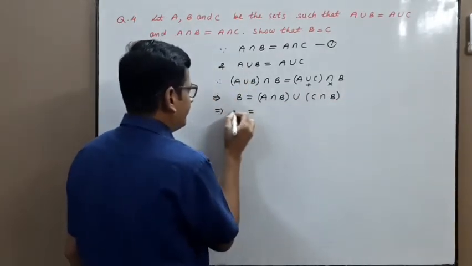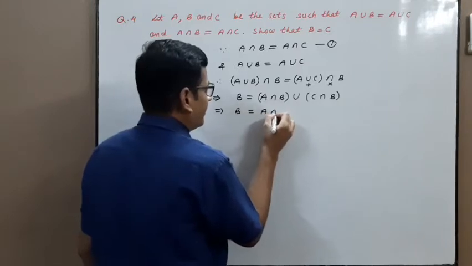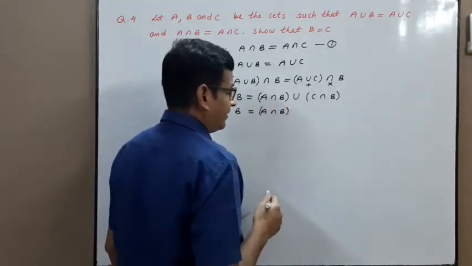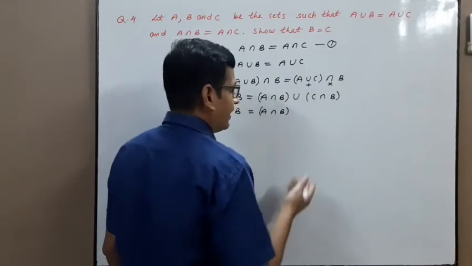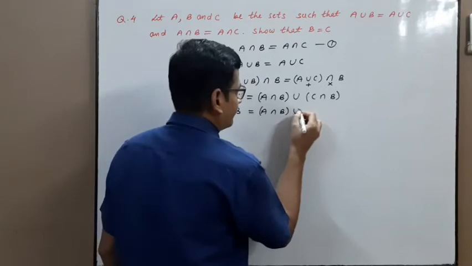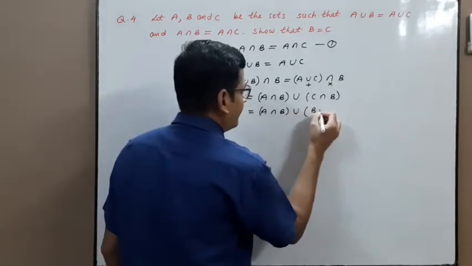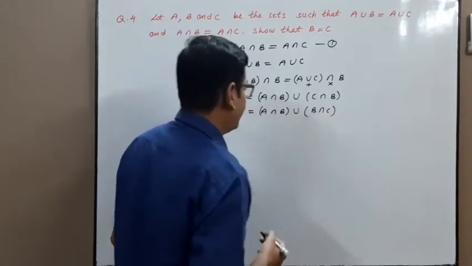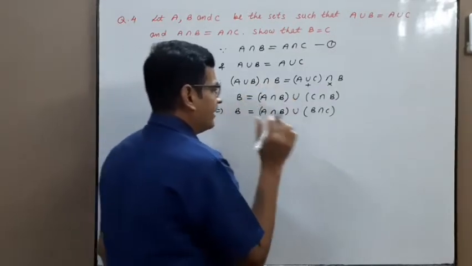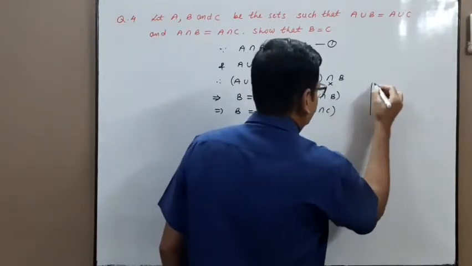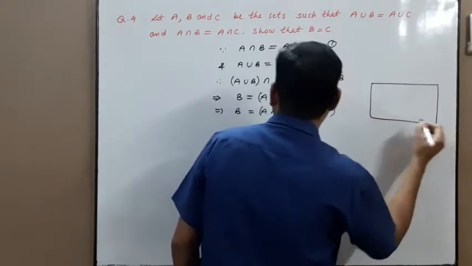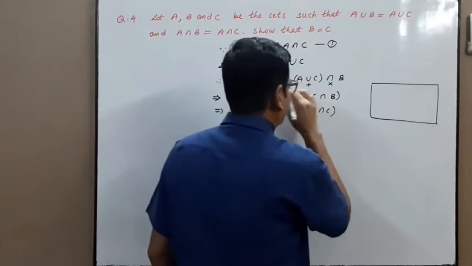Next step, B is equal to... with respect to union, sets are commutative, as well as with respect to intersection, sets are commutative. So we can write B intersection C. If any doubt in this, A union B intersection B could be verified using a Venn diagram.